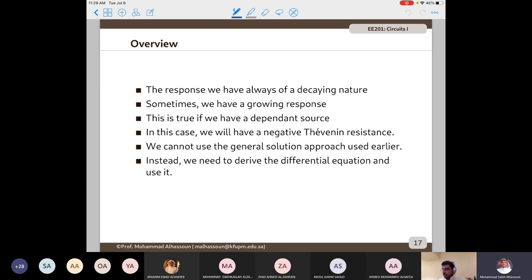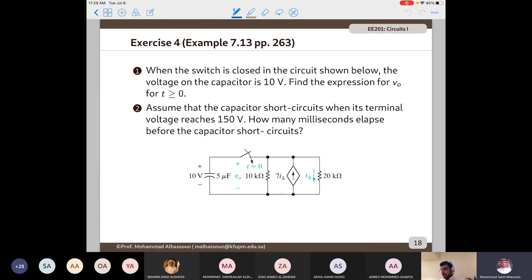So it seems that if we have a dependent source, then the response will not be of a decaying nature, it will be of a growing nature. We always have something like e to the power minus a t. In this case, we'll have e to the power a t, meaning that the voltage or the current is continuously increasing. In this case, we cannot use the general way of solving this problem, but we need to derive a differential equation each time. So let's explain this with an exercise. In reality, if you have a system like this, it's not going to be sustained, so it's going to break.